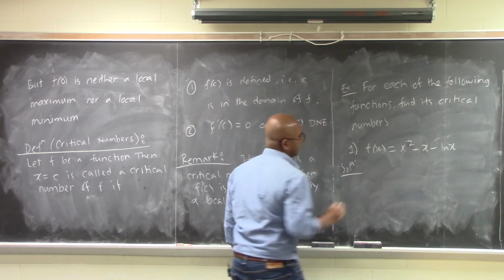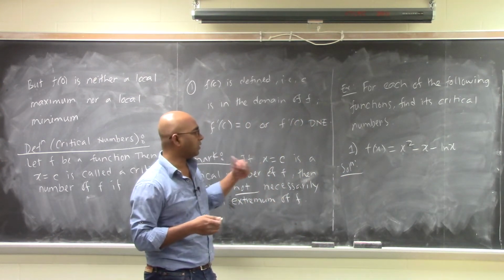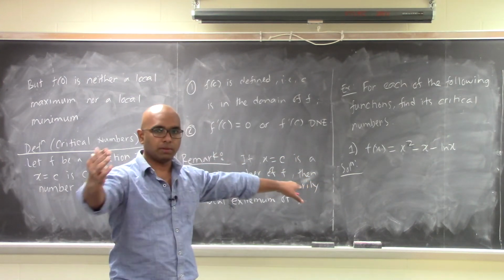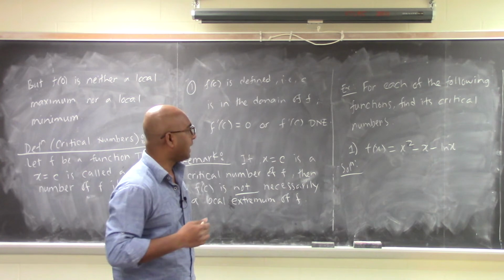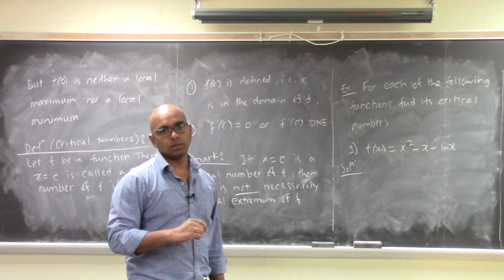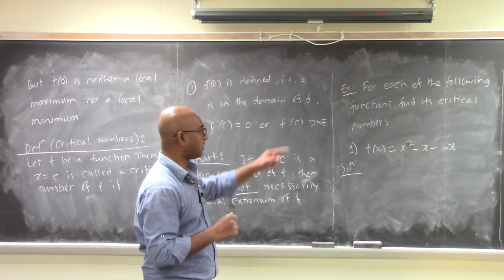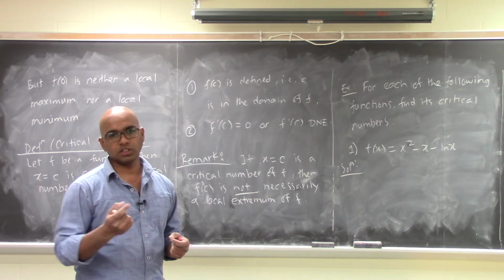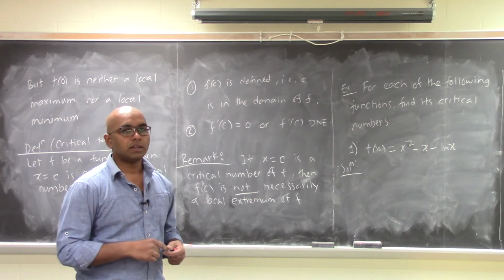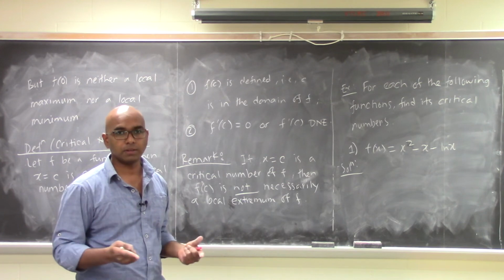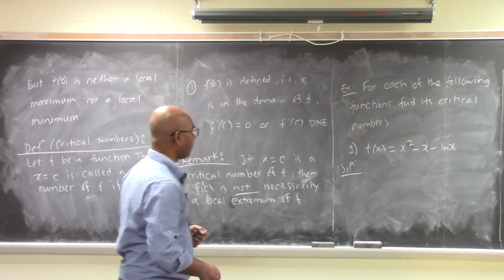Solution. So first we need to notice, if you look at this function, what's its domain? It's any positive number, right? 0 to infinity. And x squared minus x is a polynomial, it's differentiable everywhere, and natural log is differentiable from 0 to infinity, and so this whole function is differentiable everywhere on its domain, which is 0 to infinity, okay?